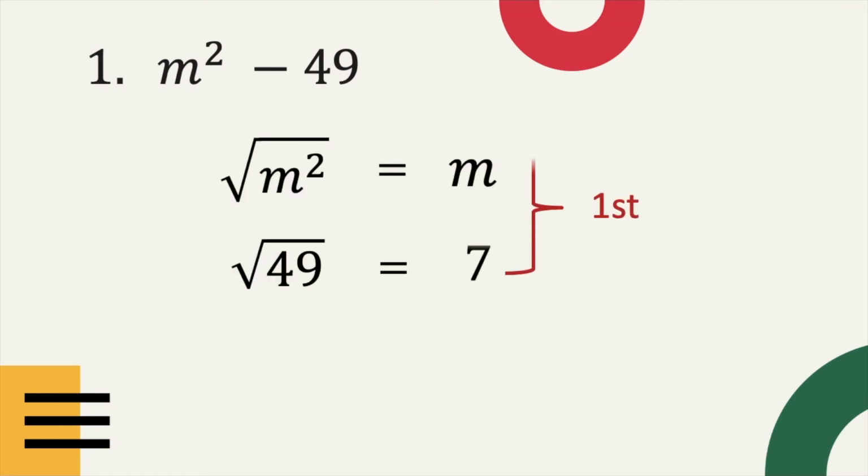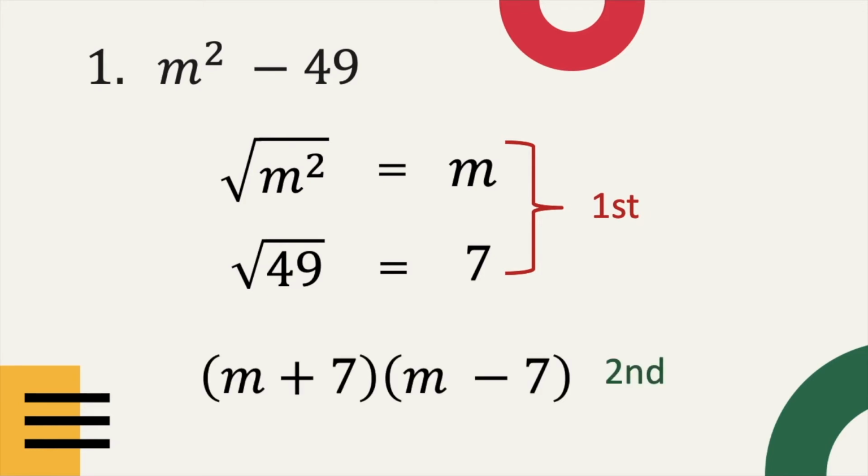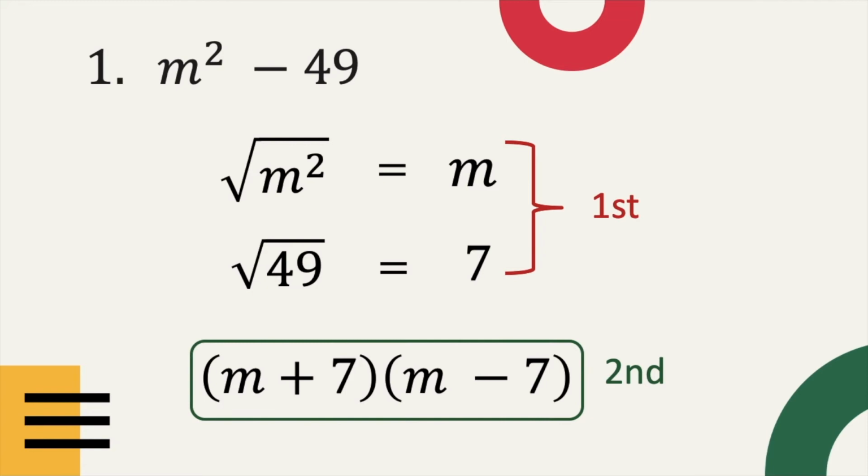Let us start with the first expression, m squared minus 49. Taking the principal square roots of m squared and 49, the answers are m and 7. Forming two factors, sum and difference, we have m plus 7 and m minus 7. Thus, the factored form of m squared minus 49 is m plus 7 times m minus 7.